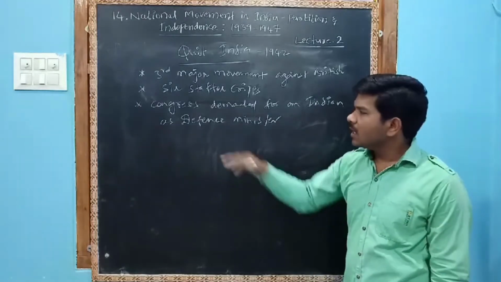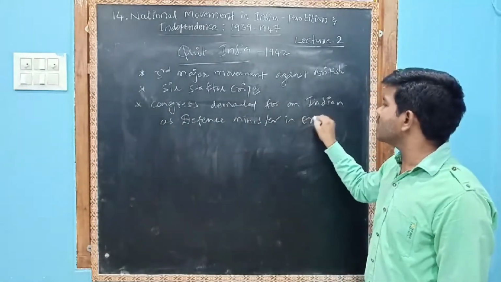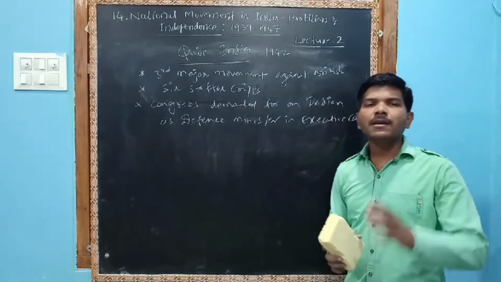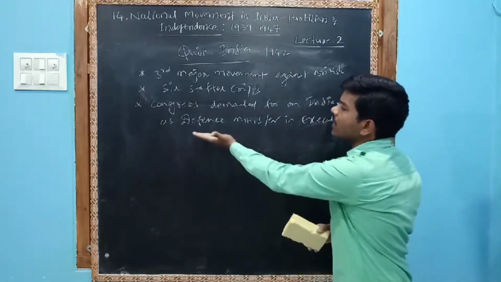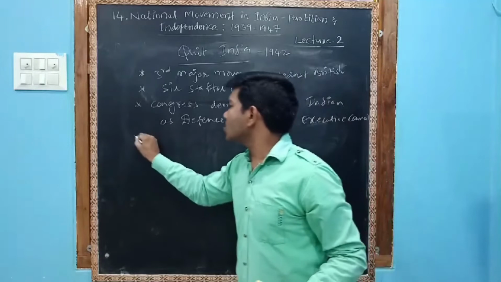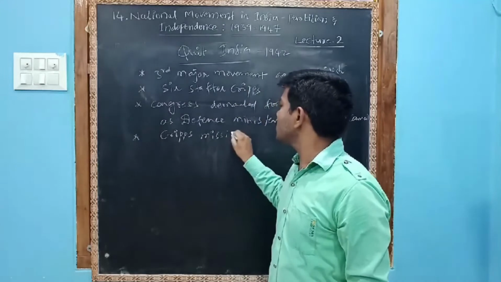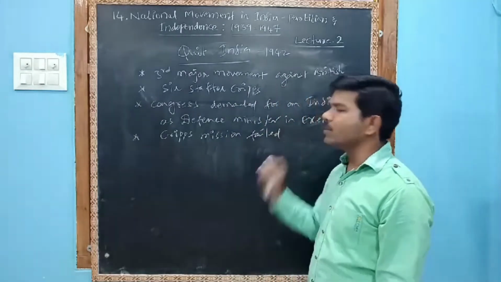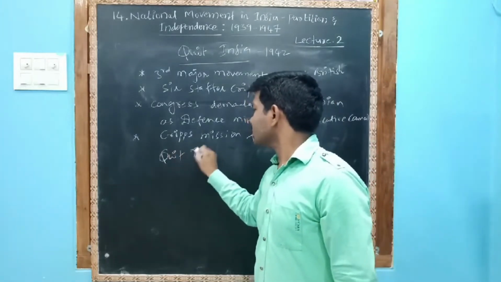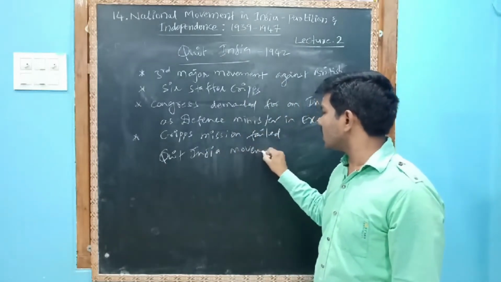The Britishers did not accept. Congress demanded an Indian as defense minister in the British executive council; only then would they accept. So the Cripps mission failed, and after its failure, the Quit India movement was started.